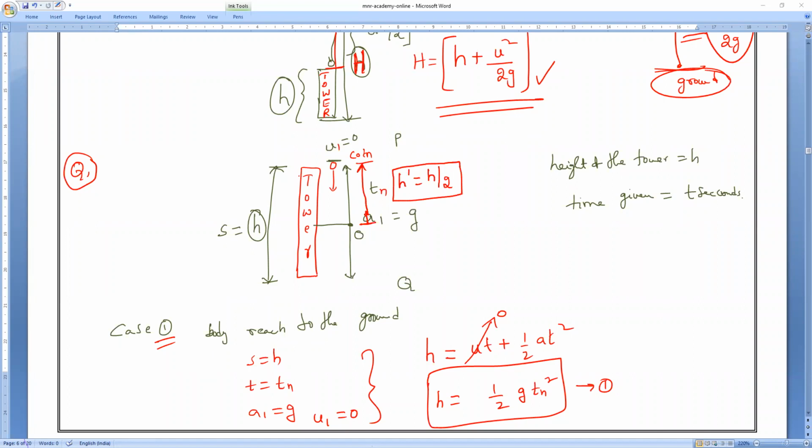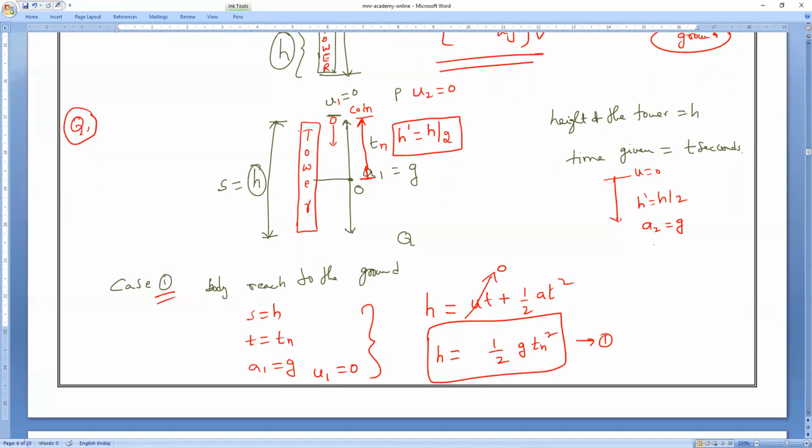Then what is the initial velocity still? Zero. For the half journey, let me take u2 is 0, and h dash is equal to h by 2. Still, acceleration, let me take a2, is g, positive. And let me take the time as t dash. That is what we have to find. Am I right or wrong?